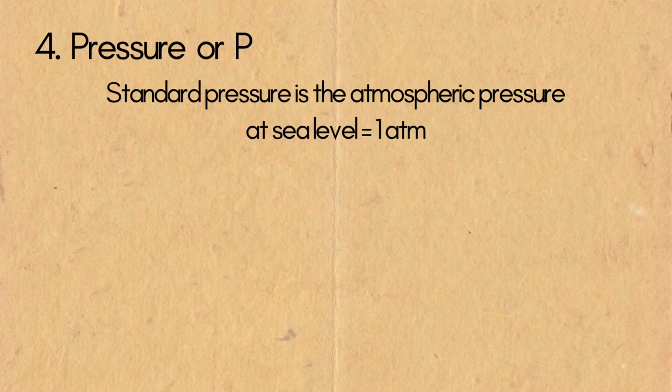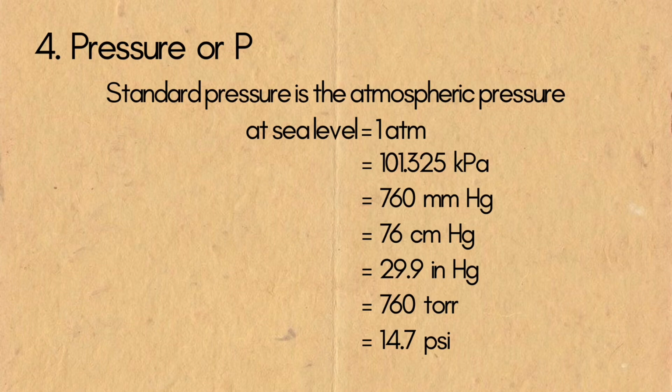equal to 1 atmosphere and is also equivalent to the following units of pressure: 101.325 kilopascals, 760 millimeter of mercury, 76 centimeter of mercury, 29.9 inches of mercury, 760 torr, or 14.7 pounds per square inch.